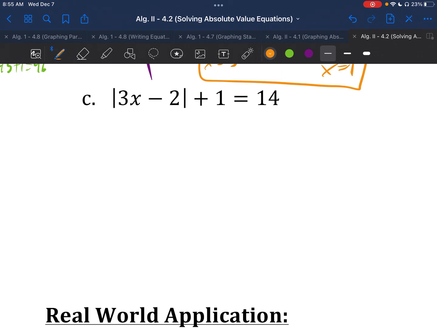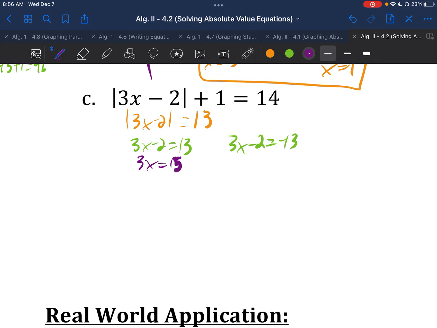All right, I would suggest that you try out letter C on your own. Okay, so I'm going to subtract 1 to start to get my absolute value by itself, and to get the absolute value of 3x minus 2 equal to 13. Now I'm going to split my equation. 3x minus 2 equals 13. 3x minus 2 equals negative 13. So now I have the positive and negative version, because I could be 13 from 0, and if I'm at negative 13, I'm also 13 from 0.